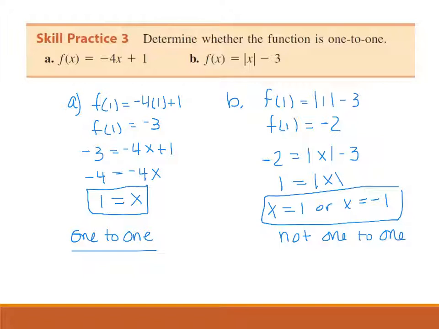For part B, again, we put in f of 1 is equal to absolute value of 1 minus 3, which is f of 1 is equal to negative 2. And then, of course, what we did is we let the function be negative 2, and we said, okay, solve for x. We added 3 to both sides. We got 1 is equal to the absolute value of x, but now the absolute value of x inside can either be positive or negative. So in this case, x could either be 1 or x could be negative 1. And we see that this is not a 1-to-1 function.